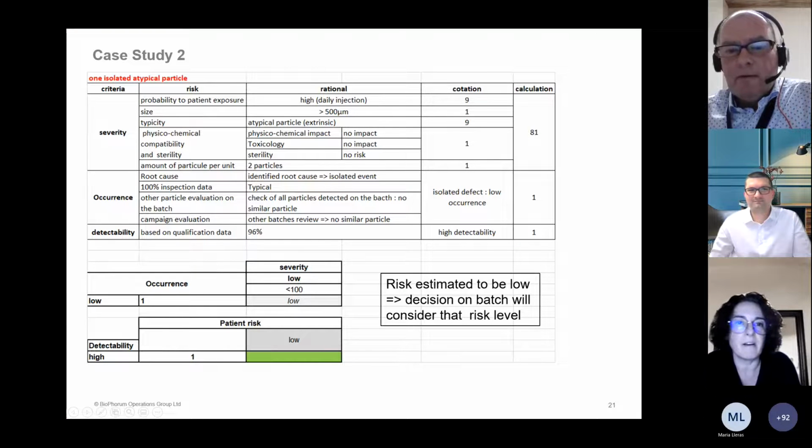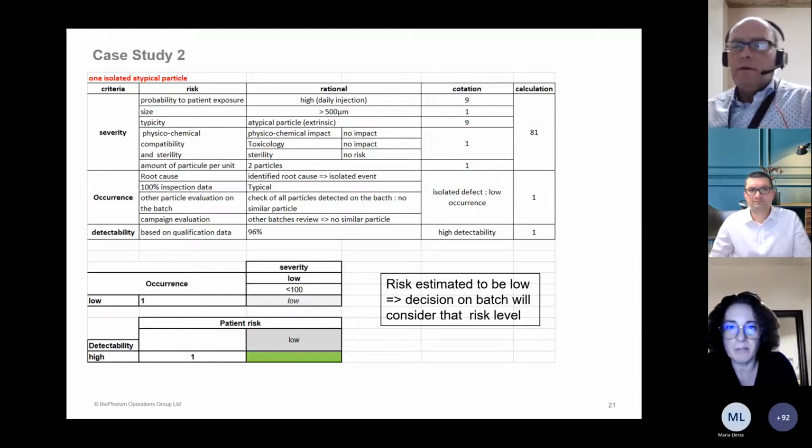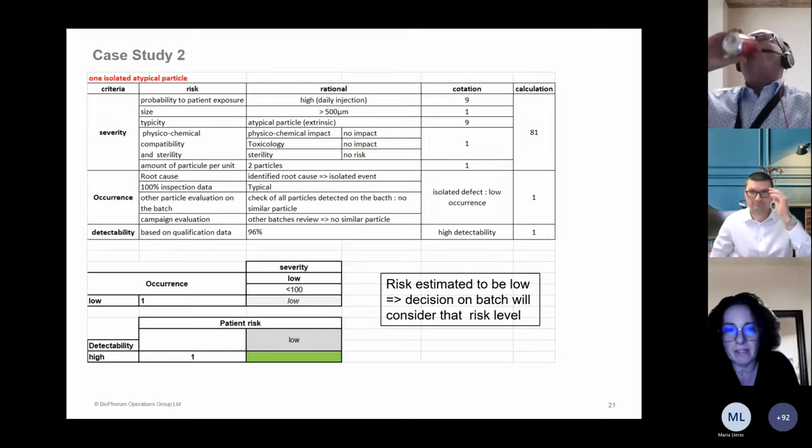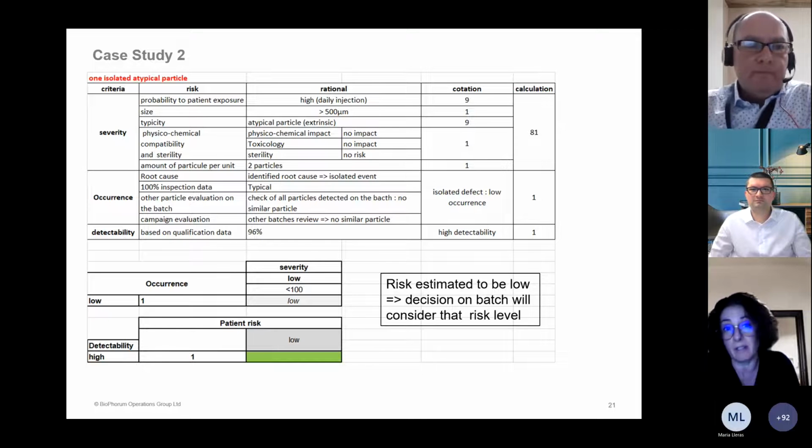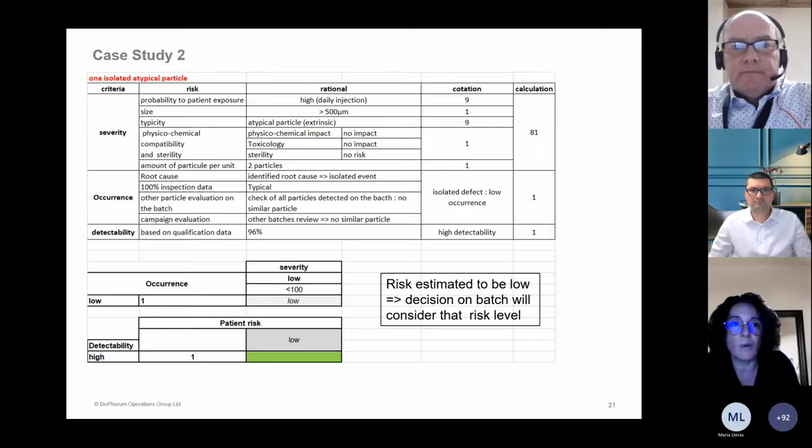Yes, so I will now show you 2 case studies that could commonly occur in routine manufacturing processes. They will show you an example of the way to use the tool, and it is really the way we are using it daily. The first case is linked to one isolated atypical particle. When I say atypical, it's in nature, not in level. So we have one atypical particle that has been detected during visual inspection.